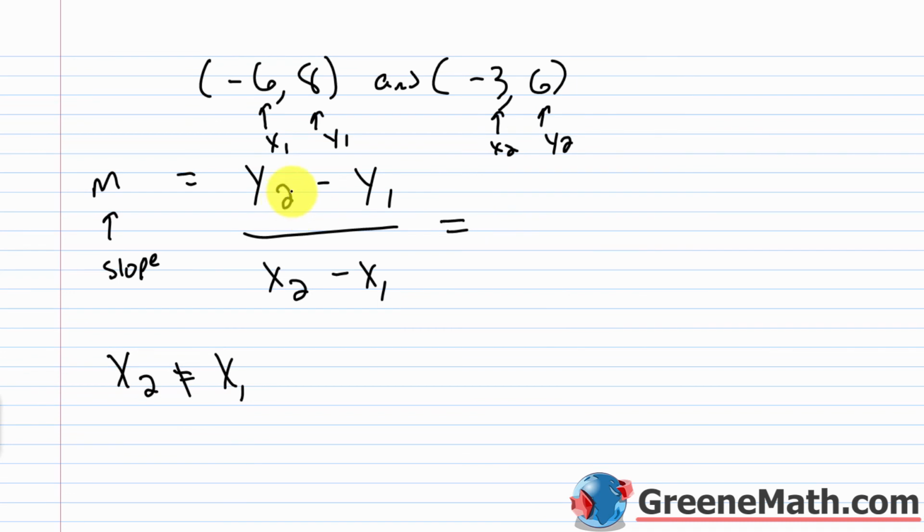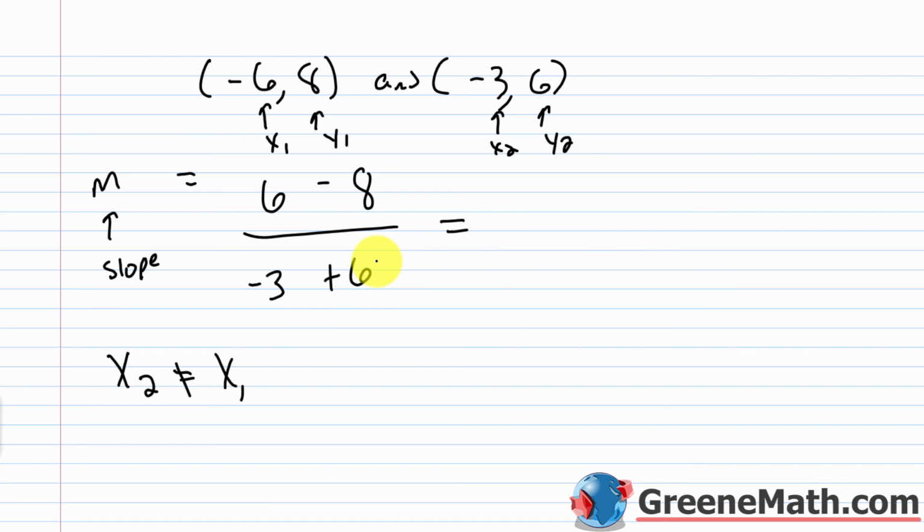So y sub 2 is 6. So I'm going to erase this and put a 6. Y sub 1 is 8. I'm going to erase this and put an 8. X sub 2 is negative 3. So I'll erase this and put negative 3. And x sub 1 is negative 6. So I'm going to erase this and put minus negative 6, or you can just do this right now and just say this is plus 6.